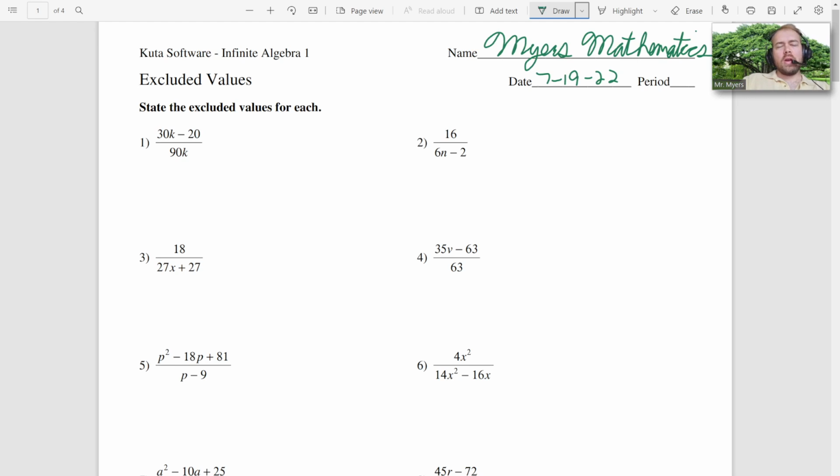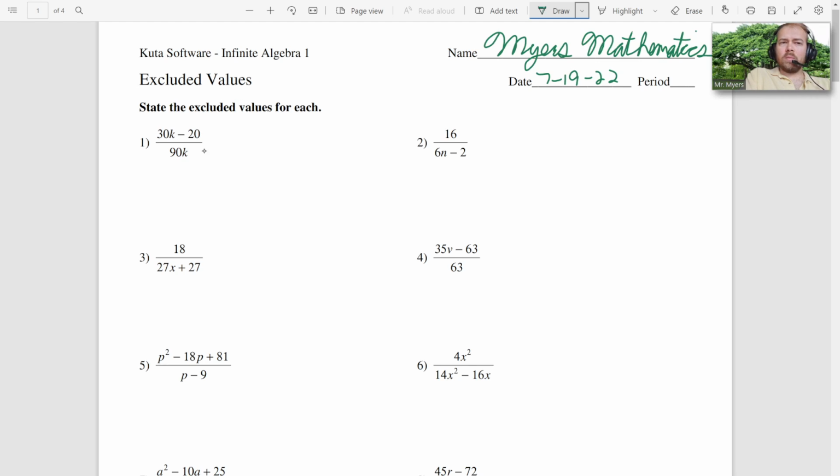This is a worksheet on excluded values. What they mean by that is values for whatever the variable is that don't work. Like if you were to plug in that number everywhere there's a letter, then it would result in something that's not a number anymore. It's kind of weird maybe to think about it like that, but I'll show you what I mean. So with number one, I'll just tell you what the excluded value is.